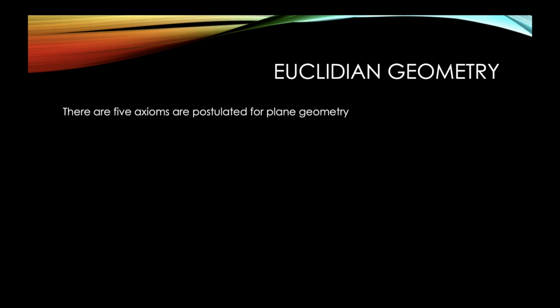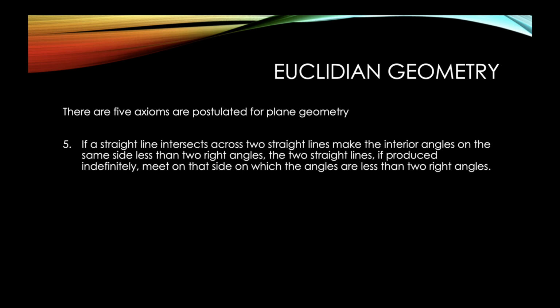Lastly, and this is a bit more tricky, this axiom, and it's a little bit more verbose, so bear with me. It is such that a straight line can intersect across 2 other straight lines, and that makes interior angles on the same side, and the angles are less than 2 right angles. Then the 2 straight lines, if produced indefinitely, meet on that side in which the angles are less than 2 right angles. Okay, it sounds very wordy, so let's just put this on the graph paper so we can pictorially look at this.